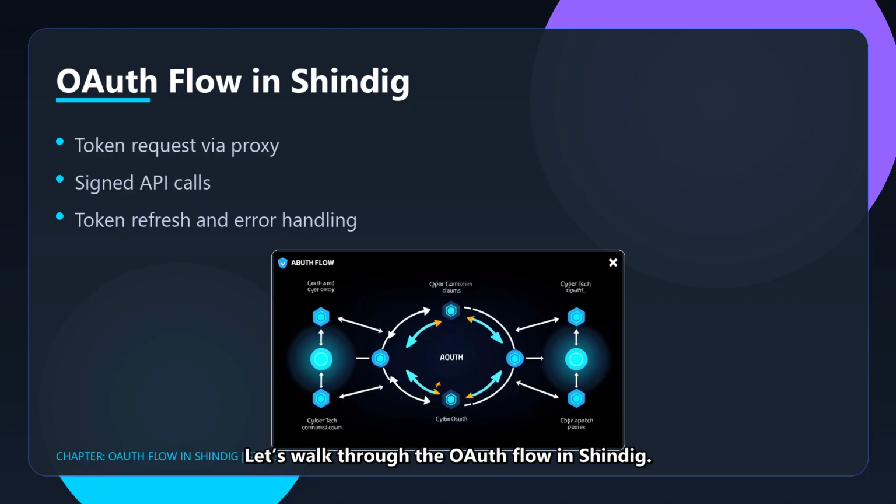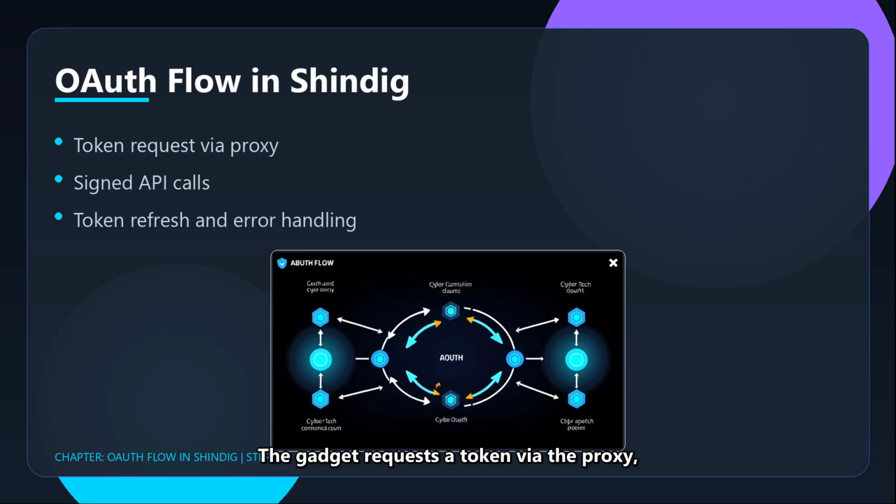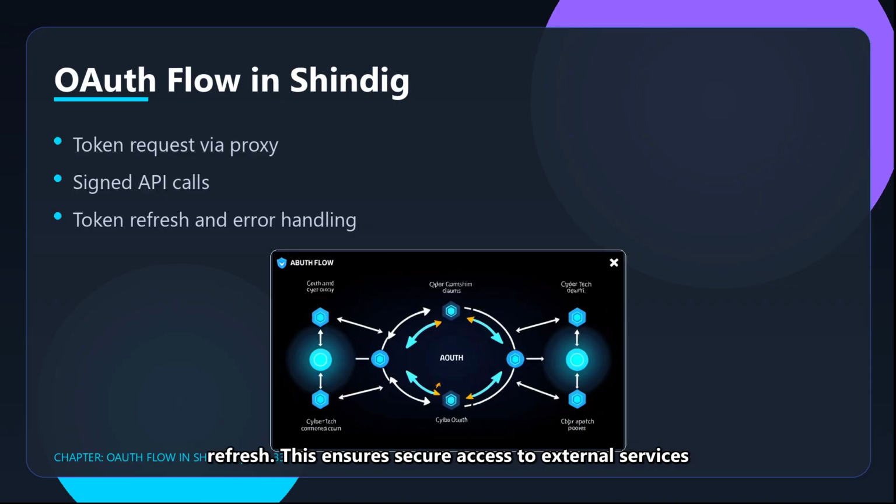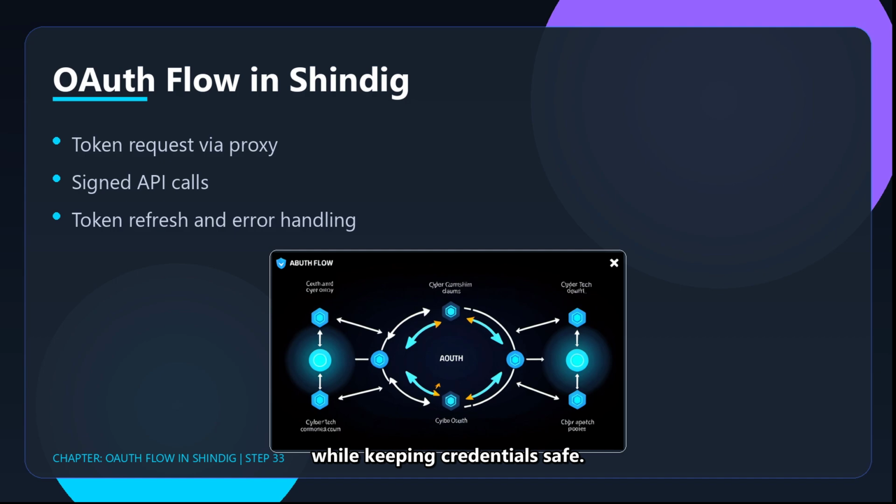Let's walk through the OAuth flow in Shindig. The gadget requests a token via the proxy, which signs the API call and handles token refresh. This ensures secure access to external services while keeping credentials safe.